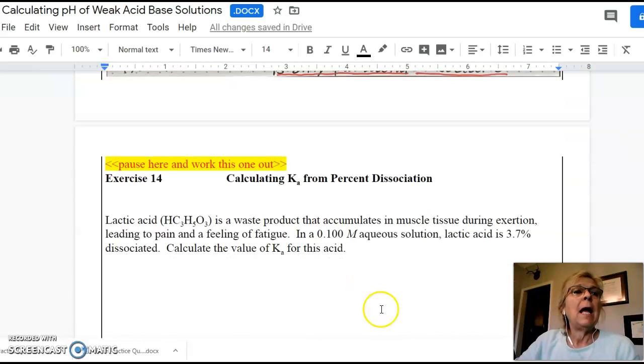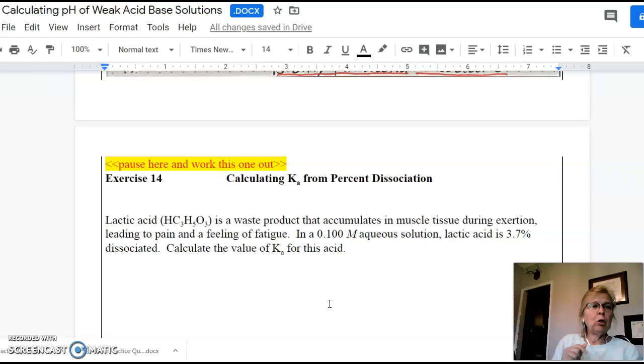Okay. Now, at this point in time, you should pause and try to see if you can work out this problem. This problem says lactic acid is a waste product that accumulates in muscle tissue during exertion, leading to pain and a feeling of fatigue. In a 0.100 molar aqueous solution, lactic acid is 3.7% dissociated. Calculate the value for Ka for this acid. Please pause right now so that you can calculate what you think the answer should be, and then I will come back on and we will continue on with what the answer does come out to.